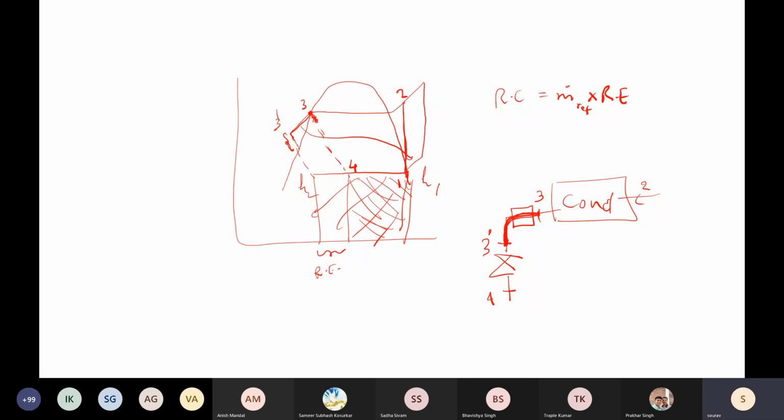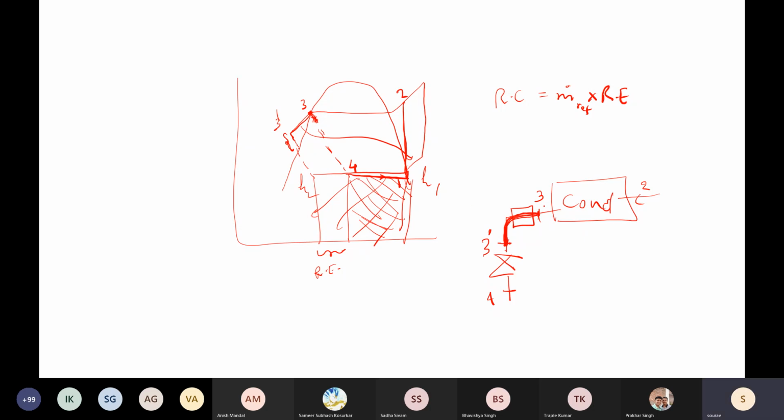Don't see the throttling process as a process which occurs only in a particular device, that is the valve or the capillary tube. Throttling will happen if you have any small amount of pressure drop. Even in the evaporator you will have a tiny amount of pressure drop. So the process line will not be horizontal, it will happen in this fashion.